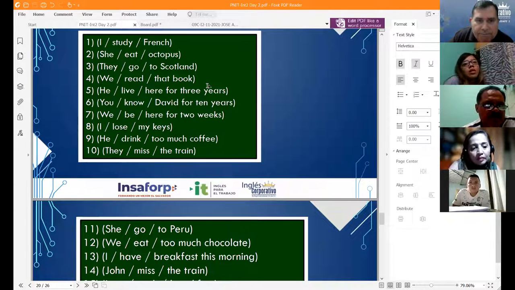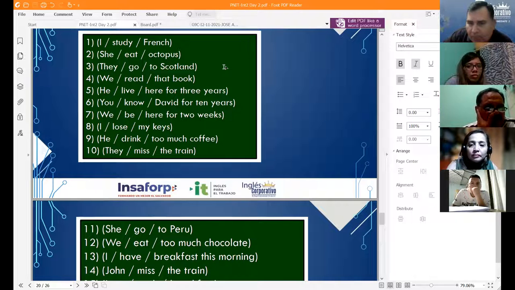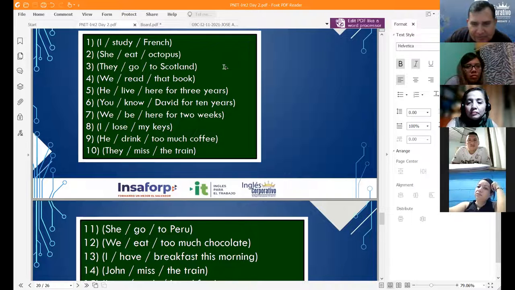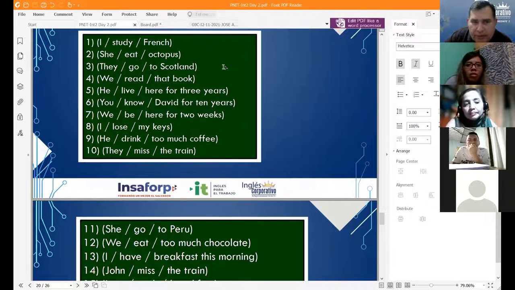Five. He has given her portrait here. Yes, he has lived here for 3 years. He's lived here for 6. Okay, number six. You have known David for 10 years. Okay, number seven. We have been here for 2 weeks. Yes, we've been here for 2 weeks.